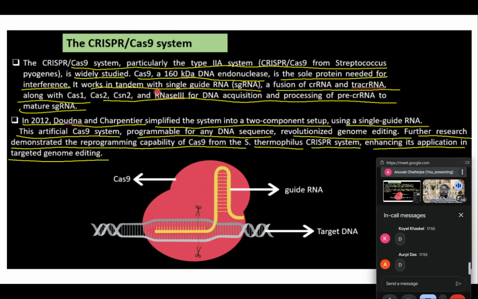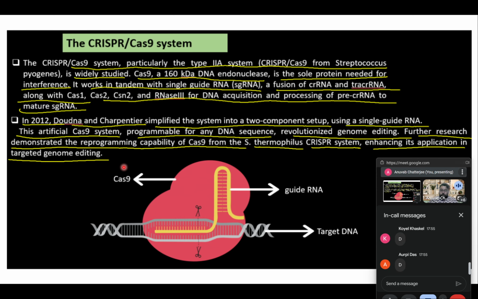So it works in tandem with a single guide RNA, a fusion of the CRISPR RNA and the tracer RNA, along with Cas1, Cas2, and five other different proteins for normal function. In 2012, Doudna and Charpentier simplified the system into a two-component system using a single guide RNA. This artificial Cas9 system, programmable for any DNA sequence, revolutionized genome editing. Further research demonstrated the reprogramming capability of Cas9 in the S. thermophilus CRISPR system, enhancing its targeted genome editing.